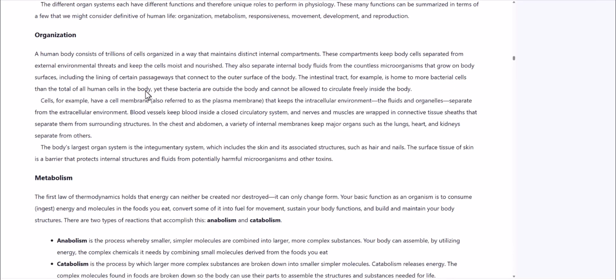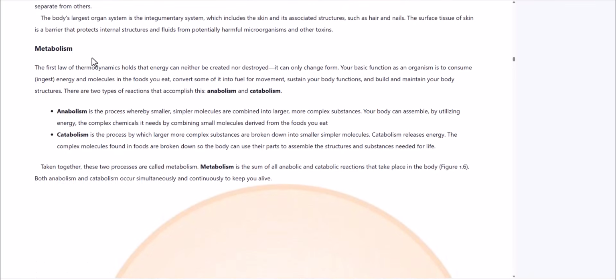We just talked about that hierarchy from atom to organism. You see that we are highly organized. All living things take in energy and use it. And that overall definition is metabolism. Metabolism is all of your chemical reactions that take place in your body.